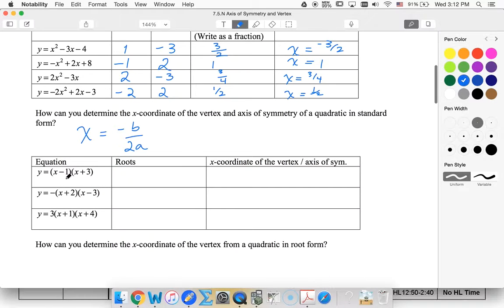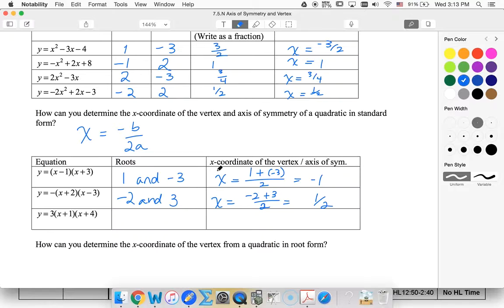Now if I'm in root form, here my roots would be 1 and -3. My x-coordinate of the vertex is going to be the average of these two numbers. 1 plus -3 divided by 2 is -1. Here my roots are -2 and +3. -2 plus 3 divided by 2 is going to give me 1/2.